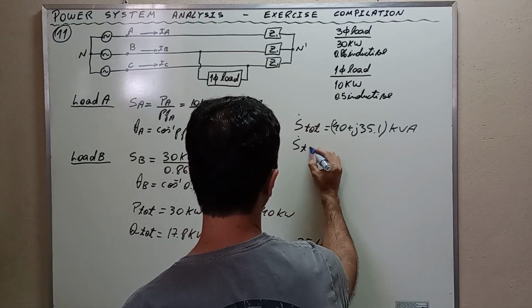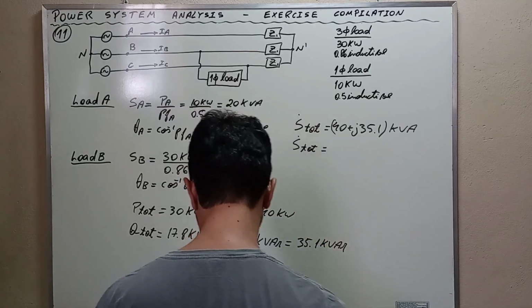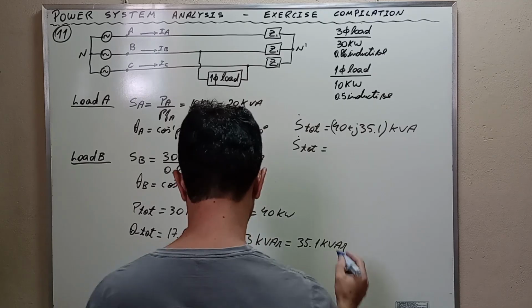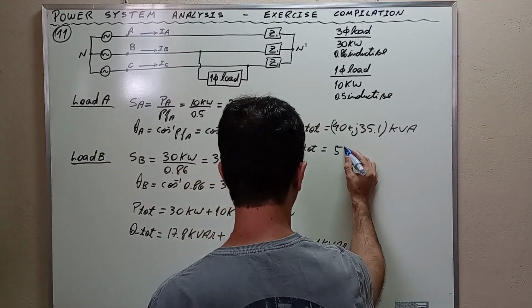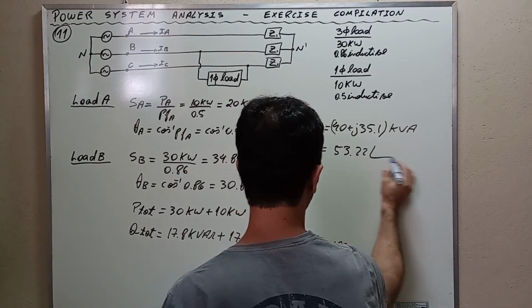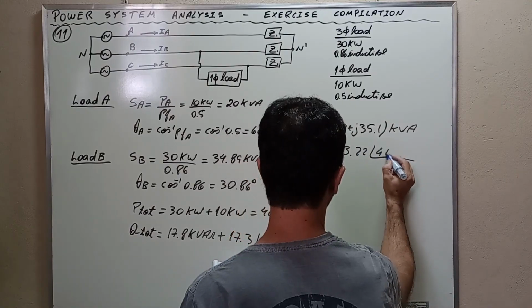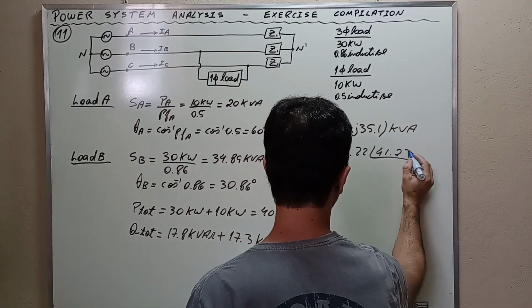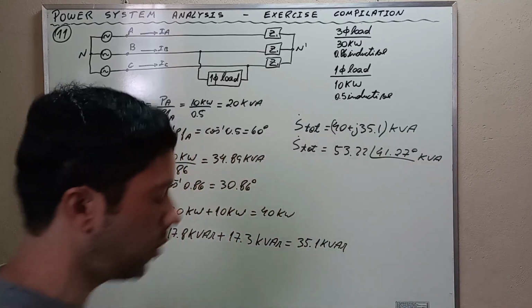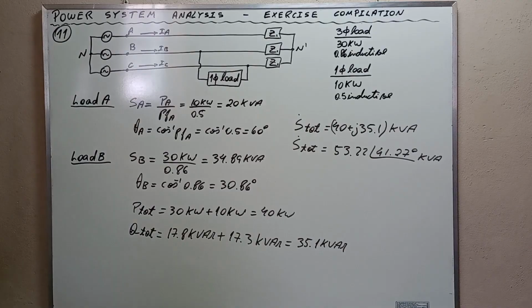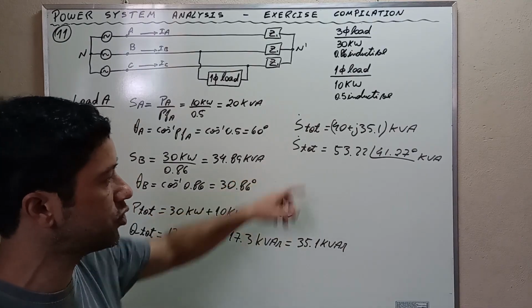which can also be written as 53.22 phase 41.27 degrees kVA. Alright, what we wish is to calculate the cosine of the angle of the total complex power.